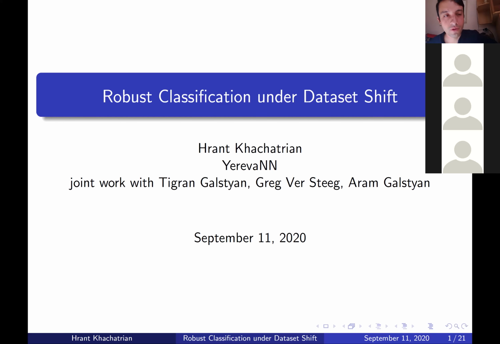So today I'm going to talk about robust classification under dataset shift. This is some work that we do jointly with Tigran from YerevaNN and Greg Verstig and Aram Galstyan, our colleagues from University of Southern California.